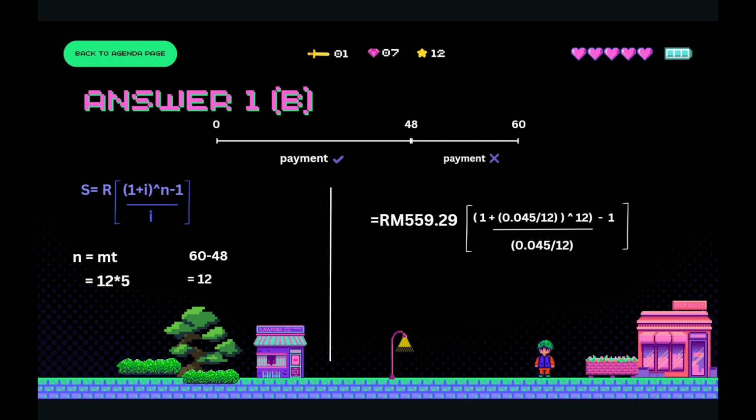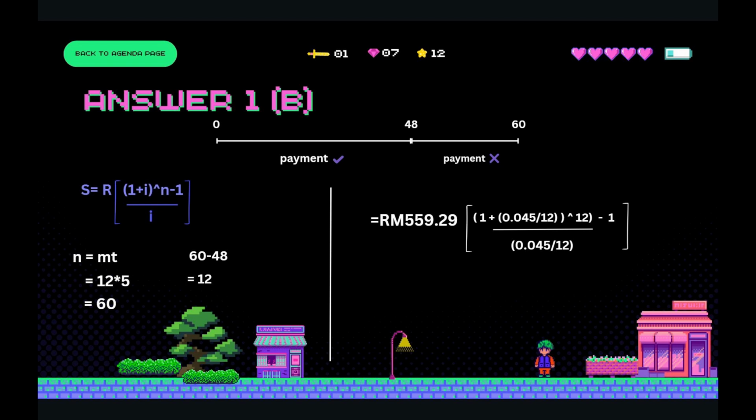Next we will substitute the S, which remains S equals R, which is substituted with the number 559 ringgit 29 cent. Bracket 1 plus bracket 0.045 divide by 12 bracket and power by 12 minus 1 over by bracket 0.045 over 12 bracket and close the bracket.